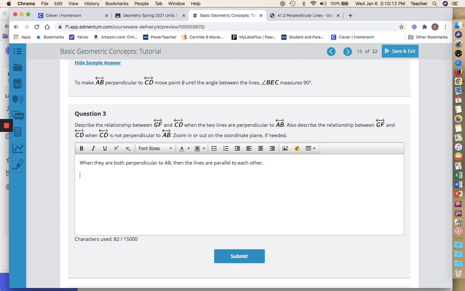All right, so also describe the relationship between GF and CD when CD is not perpendicular to AB. Well, when CD is not perpendicular to AB, the lines will eventually intersect because they are not parallel. That just makes sense, right?